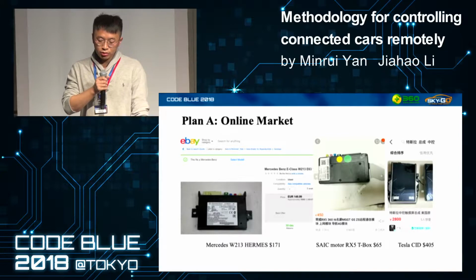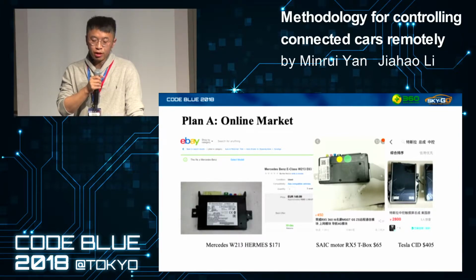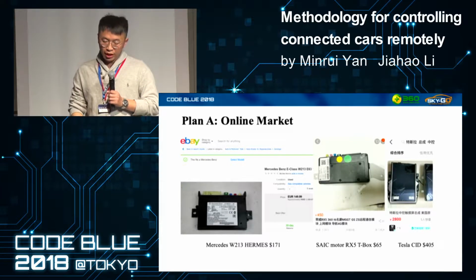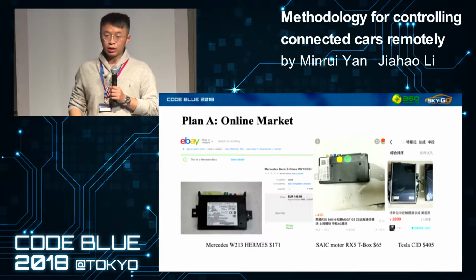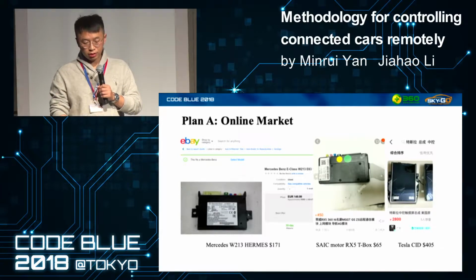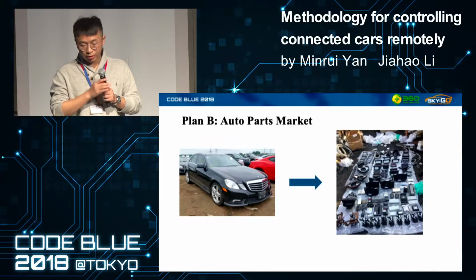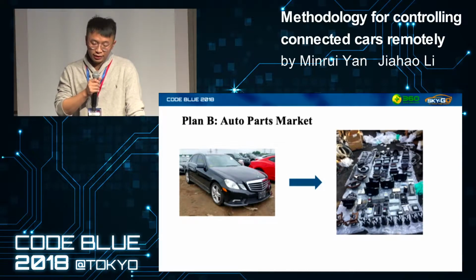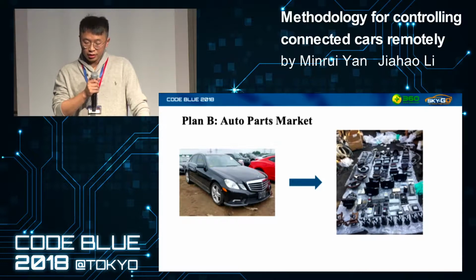To build a simulation environment, we need some parts from a real car. You can buy car parts on eBay, Alibaba, or Taobao. It's very cheap. This is plan A, buying from the online market. Plan B is the auto parts market, which is offline. The better choice is the offline auto parts market.